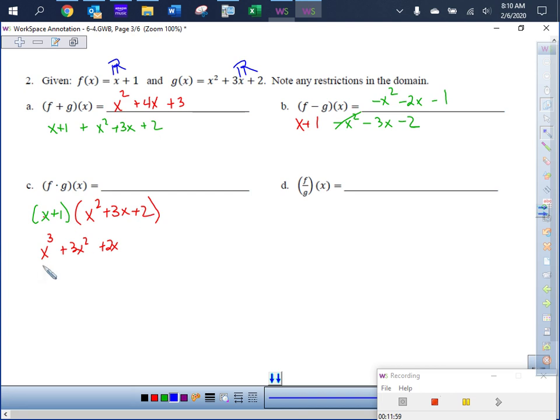And then take 1 times everybody. I'm going to stack these again like we kind of showed you last chapter. You don't have to stack them if you don't want to. But there's my 6 dudes. Right? 2 dudes times 3 dudes should give you 6 dudes back. Now I'm going to go combine like terms. So x cubed plus 3x squared plus 5x plus 2.